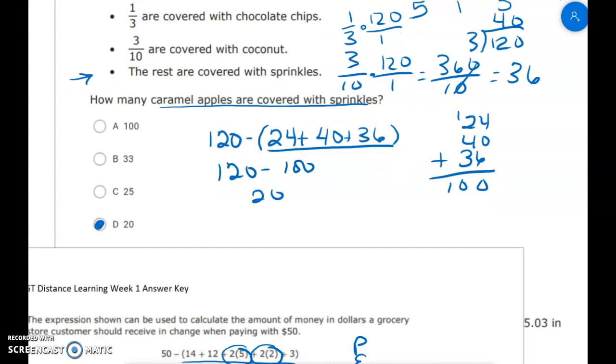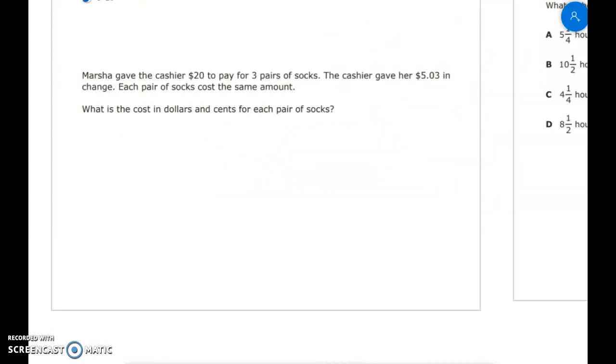The second one on day 2, it says Marsha gave the cashier $20 to pay for 3 pairs of socks, and she got $503 back. Each pair of socks costs the same amount. What is the cost for each pair? So we know 20 minus 3 times the cost of the socks, because we have the cost of the socks times 3, equals 503.